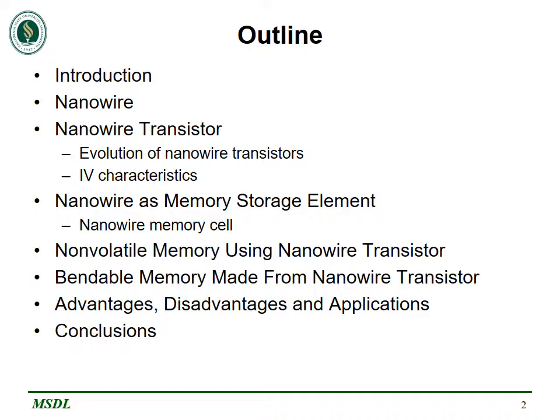First we're going to go for introduction, then nanowires, then what are nanowire transistors, evolution of nanowire transistors and their IV characteristics, nanowire as a memory storage element and nanowire memory cell. Also we're going to look for non-volatile memory using nanowire transistors, and then we're going to take an overlook of a bendable memory made from nanowire transistors, their advantages, disadvantages, applications and conclusions.